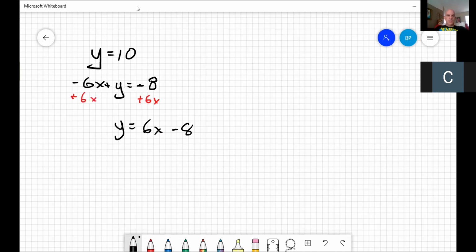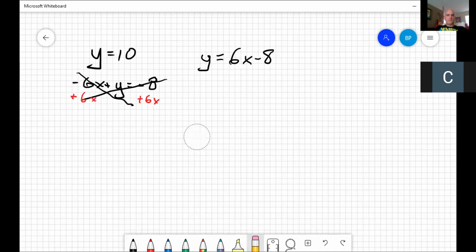Now, this equation is in slope-intercept form, all right? So I want to basically replace this whole thing with what I just changed it to. So I'm going to ignore that for now and use these two equations: y equals 10 and y equals 6x minus 8. Let me just erase the one down here so I have a little bit of room to work. So those are the two equations I want to use.